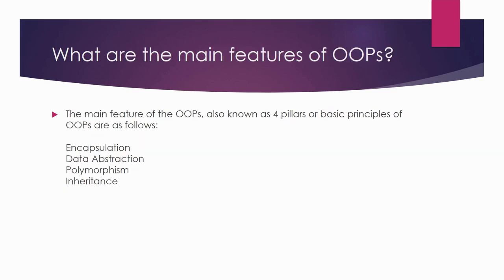Then what are the main features of OOPS? The main features of OOPS, also known as the four pillars or basic principles of OOPS, are as follows. First is encapsulation, then data abstraction, polymorphism and inheritance.